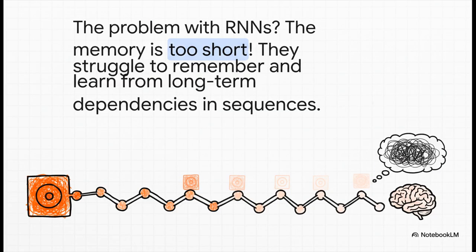But there's that but again, isn't there? The problem was the memory was just too short. RNNs have this Achilles heel called the vanishing gradient problem. The best way to think about it is like that game of telephone. You whisper a secret to the first person, and by the time it gets to the end of the line, the original message is completely warped or just gone. That's exactly what happens to the memory in an RNN. The farther back it tries to look, the fainter the signal gets. So yeah, it was an improvement for sure, but it still really struggled with long-term context.